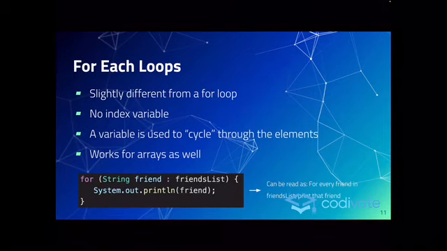Specifically here we want to print them out. So we would just say System.out.println(friend), and that would print out that specific friend. But since we're using a for each loop, this cycles through every friend in friendsList, so it would print out every friend in friendsList, each on a separate line, because we're using System.out.println. So the way you would read this in total is you would say for each friend in friendsList, print out friend.